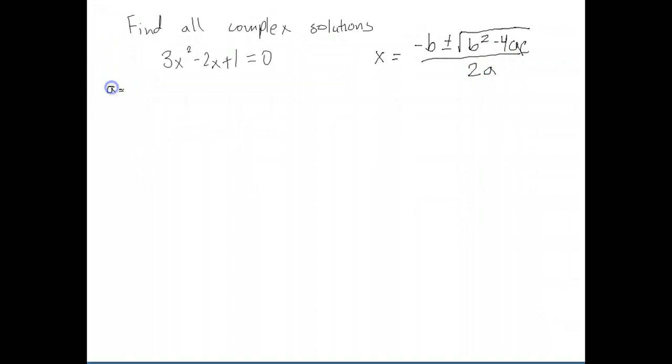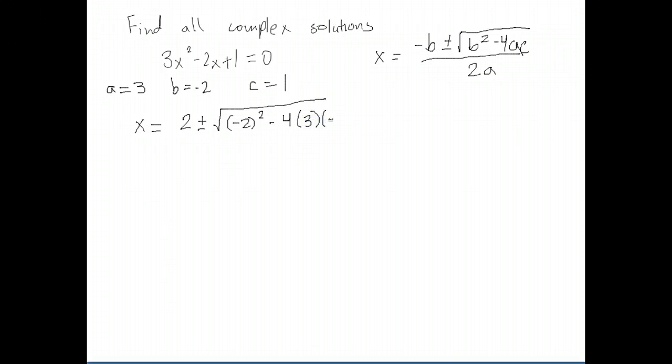In our problem, a equals 3, b equals negative 2, and c equals 1. So we're just going to take each of those values and substitute them into the formula. In the formula, b is negative, so it's going to change the sign of whatever b you have. Since our b is already negative, a double negative turns that to a positive 2, plus or minus the square root. So now we're going to have negative 2 squared minus 4 times a, which is 3, and c, which is 1, all over 2a, which is 2 times 3.